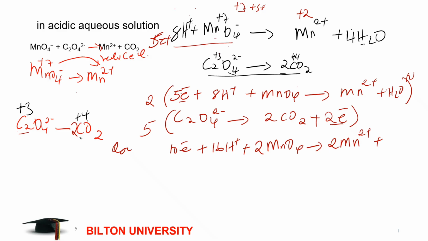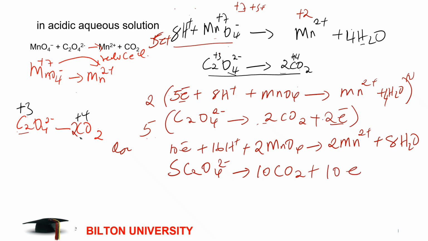Okay, this was 4 moles of water, so we're going to have 8 moles of water. And in equation 2, 5 times 1, so we're going to have 5 C2O4 2-, giving us 5 times 2, which is 10 CO2, plus 5 times 2, which is 10 electrons. So we have 10 electrons in this case.